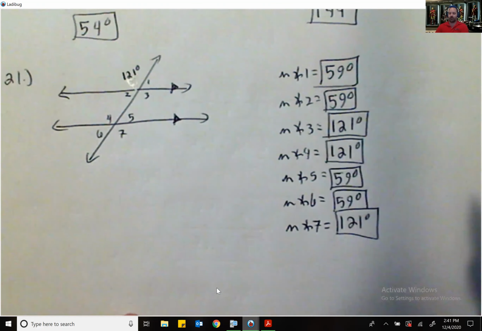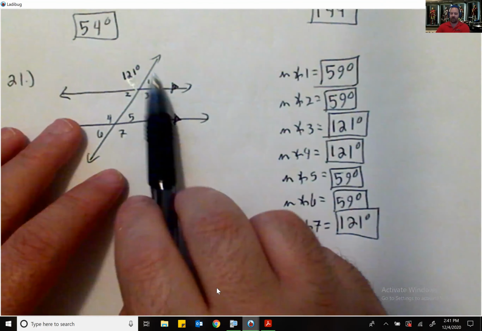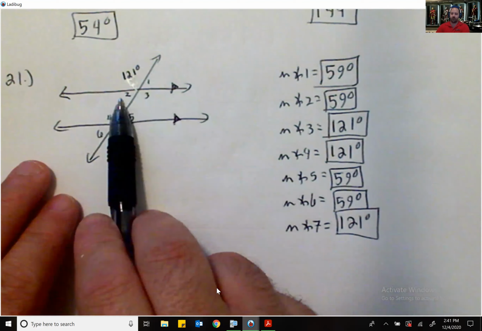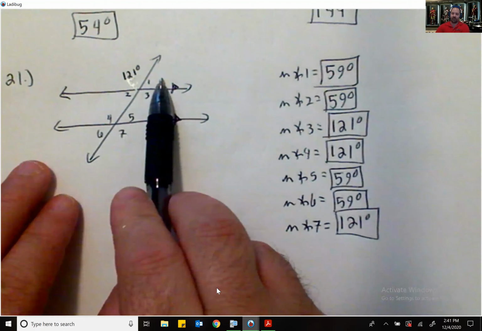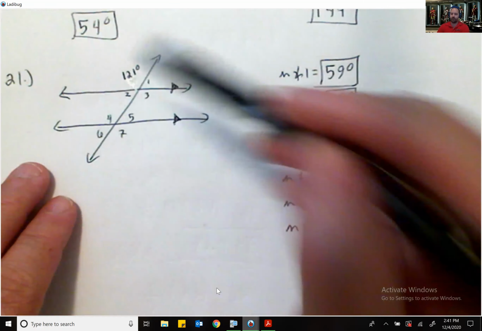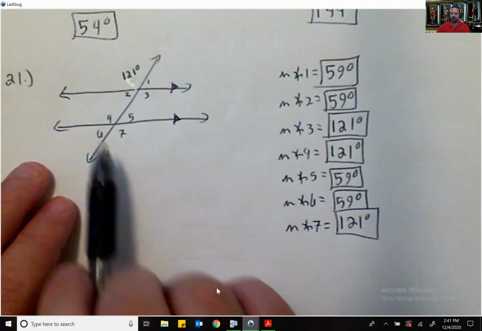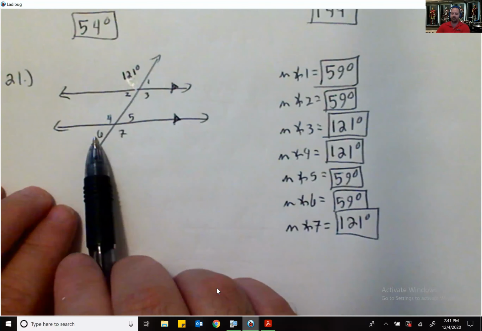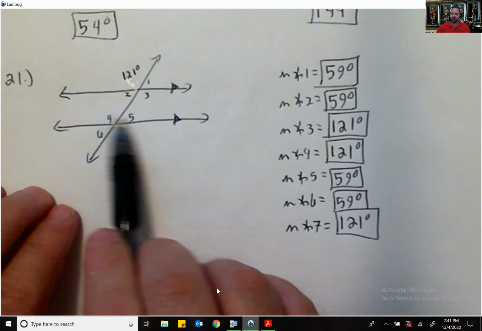And again, for a lot of those reasons, once we knew this was 59, we knew that angle 2 was 59 because of vertical. Or again, you could think of them as linear pairs, which are supplementary. And then the same thing could happen down here. We knew that 5 and 6 are 59 because these are linear pairs.